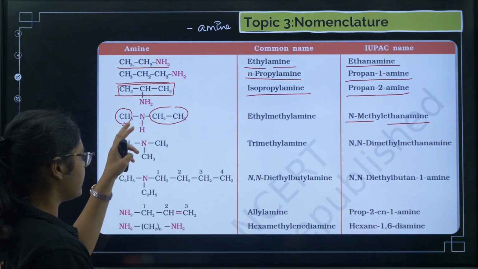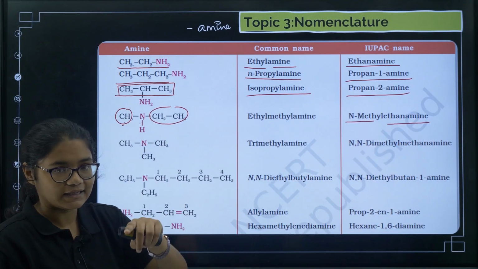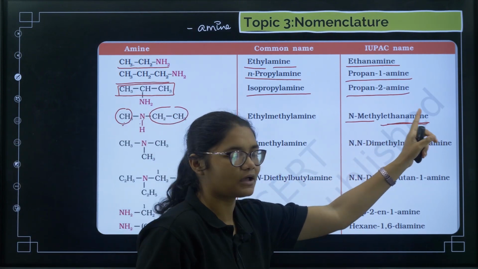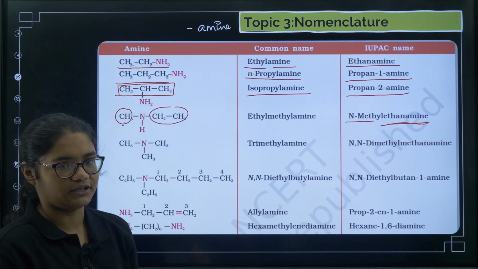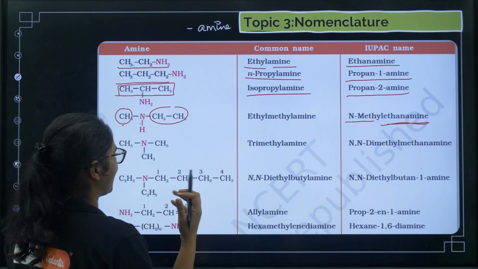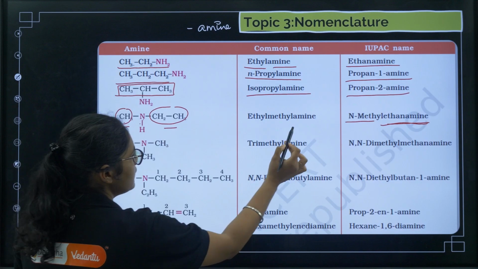Now here, whether to take N-methyl or whether to take N-ethyl. The smaller carbon group is taken as N-methyl and the longer carbon group is taken as the parent chain. Okay, and what is its common name? The common name follows alphabetical order: ethyl, methyl, amine.